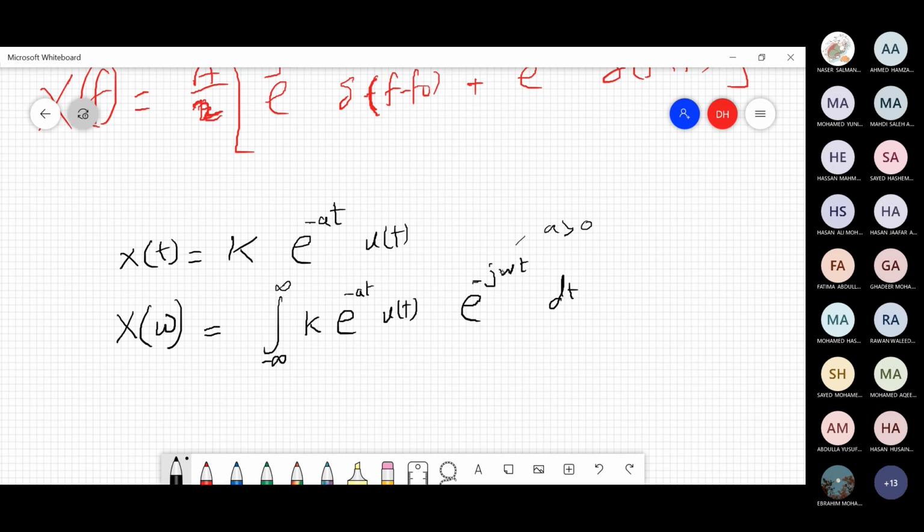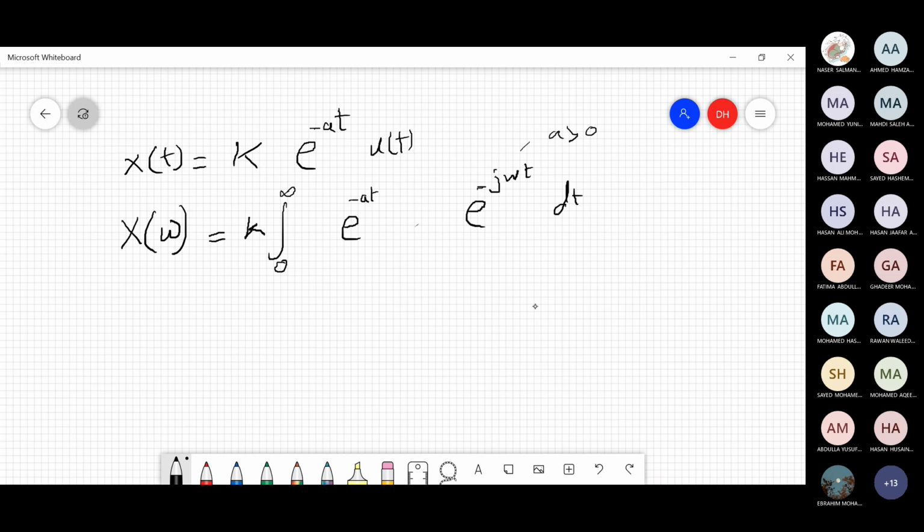Okay, k is constant, so I can take it outside. U of t, anything multiplied by u of t means that it is valid only for positive t, from t greater than or equal to 0. So I can remove this and put the integral from 0 to infinity.